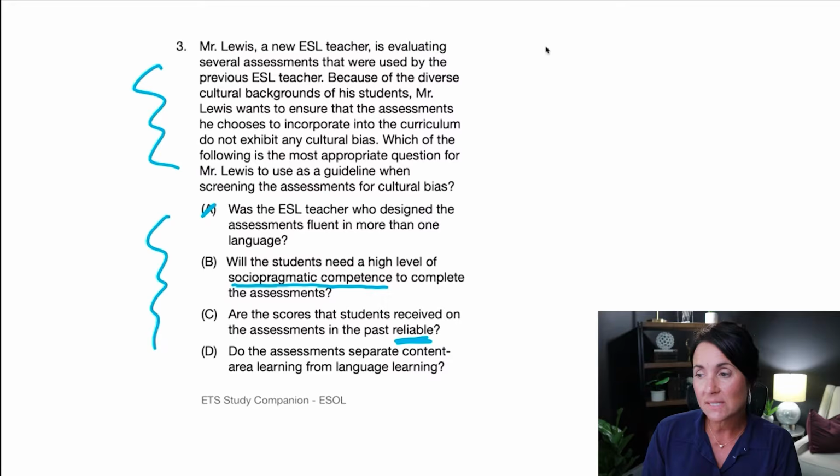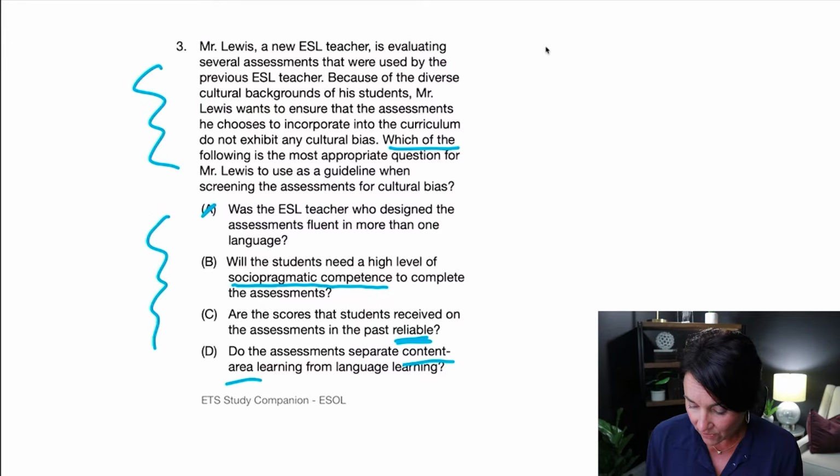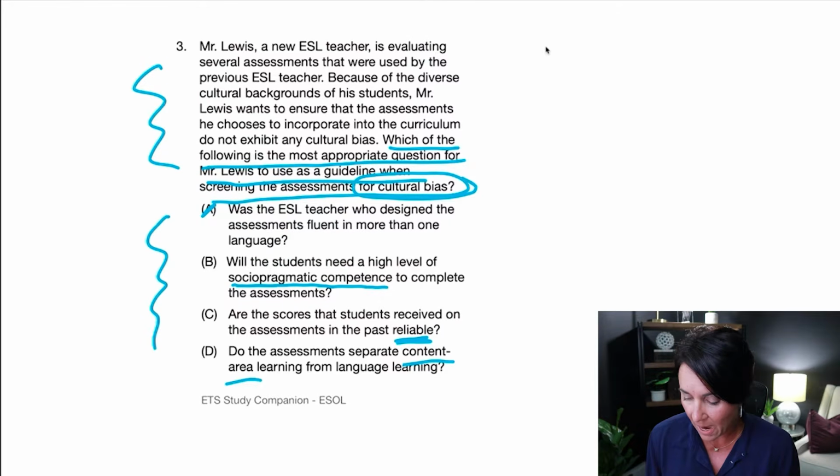D, do the assessments separate content area learning from language learning? Okay, content area learning is actually like science, social studies, things like that. And language learning is how to use the verbs, subject-verb agreement, L1 versus L2, language 1, meaning your first language, versus language 2, your second language. So I'm going to leave D. So right now, really all I've eliminated is A. Let's go up to the question stem. Which of the following is the most appropriate question for Mr. Lewis to use as a guideline when screening assessments for cultural bias? All right, right away, notice I don't even have to read the rest of the question.